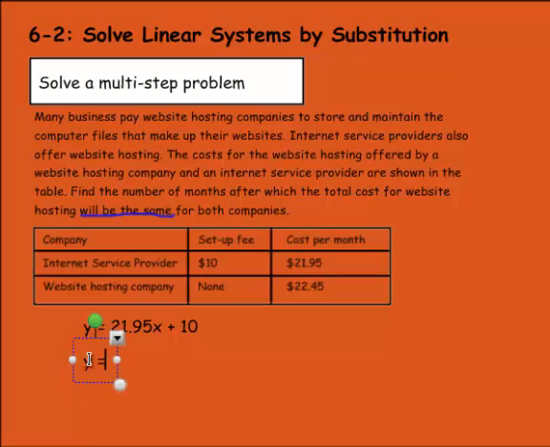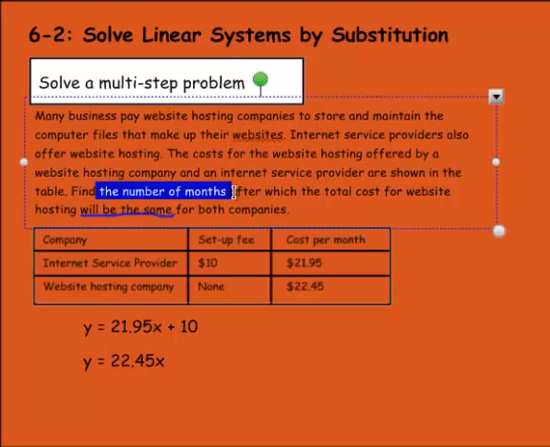So that would be y equals 22.45x, but then plus 0 or just nothing. So now I can solve for this equation by finding x, and that would be the number of months, right? That's what we need to find. So we only need to find that x.